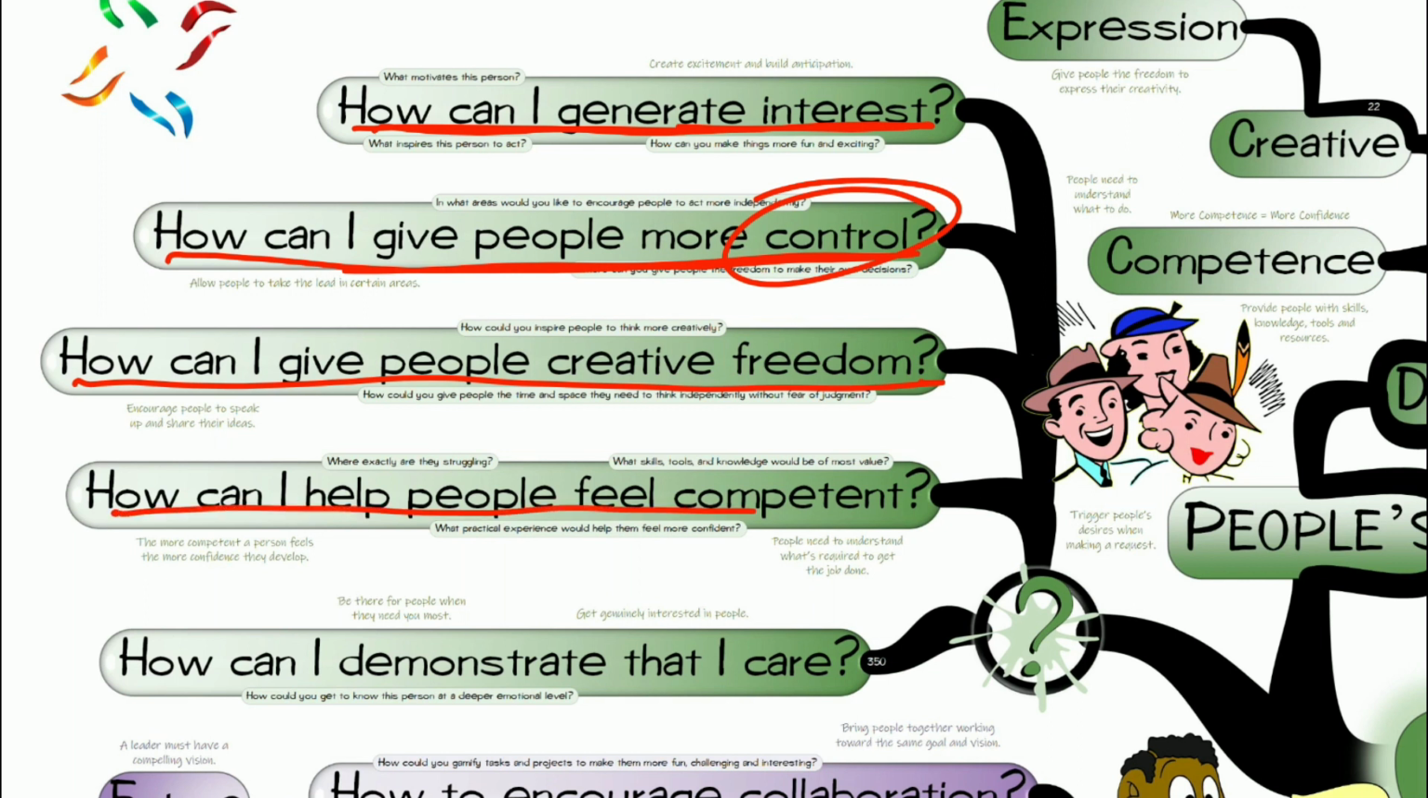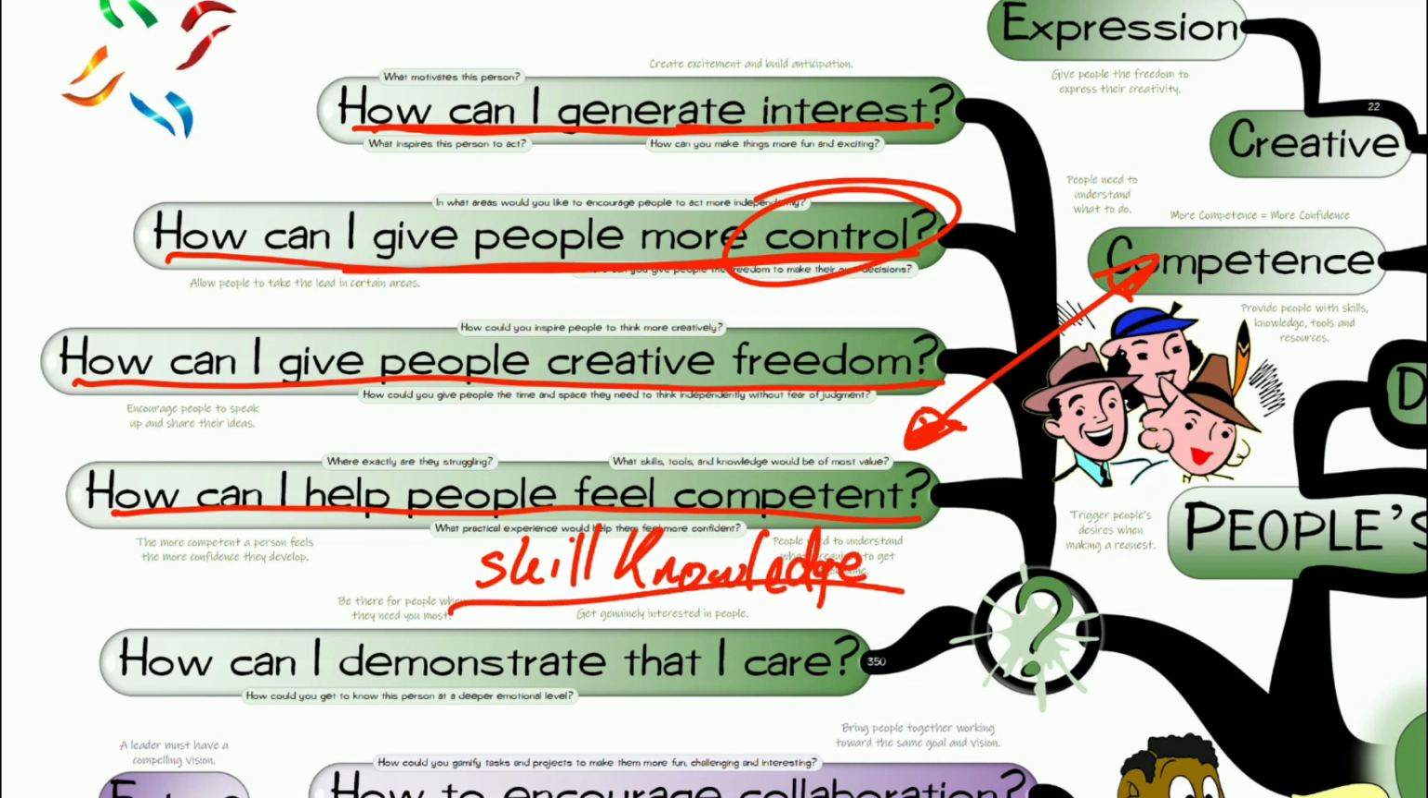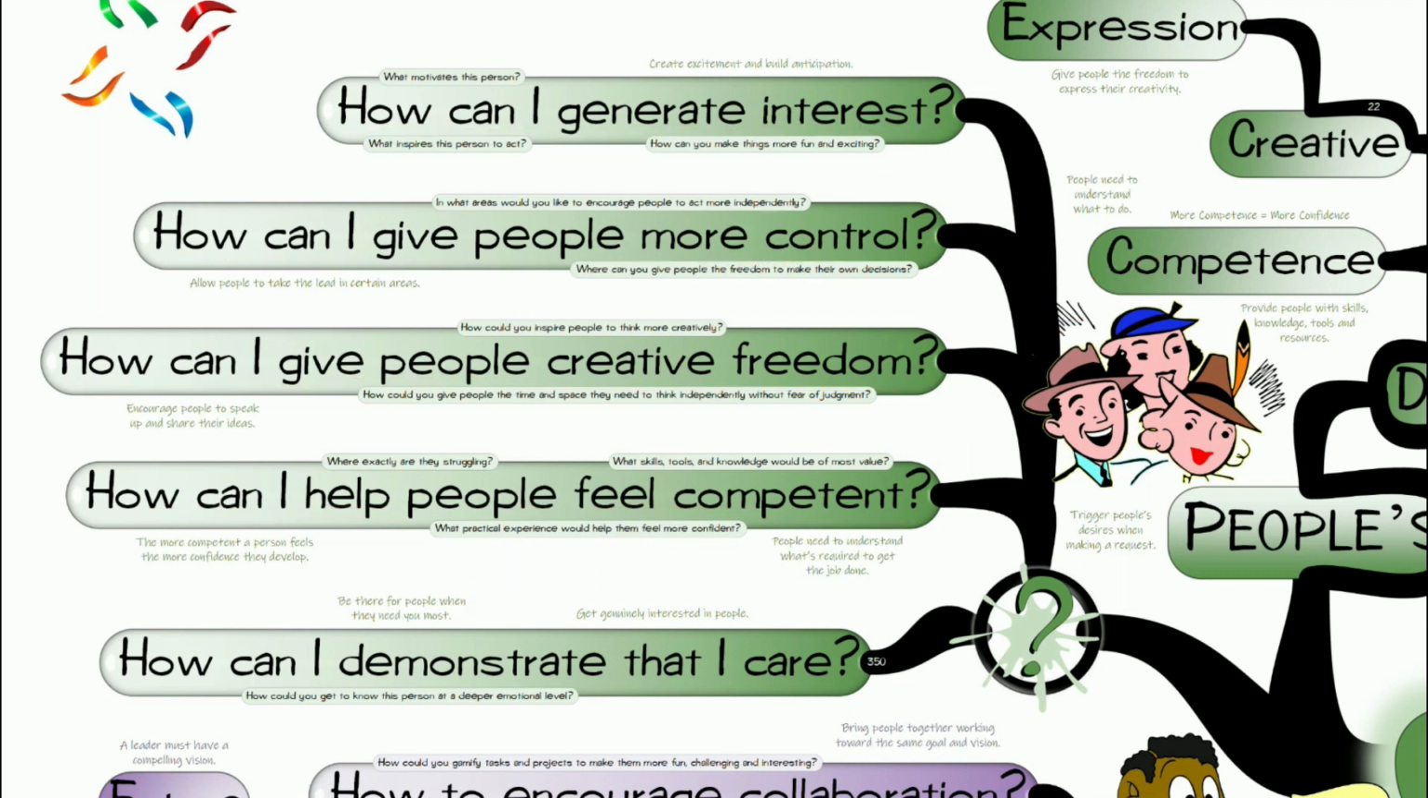Now the question is, how can I help people feel more confident? And this comes back to skills, knowledge, and tools, right? This comes back to this one here. This is about helping them develop the confidence they need to become more competent. As their confidence rises, their competence rises. As their competence rises, their confidence rises. We've discussed that already, so I guess you probably know what I'm getting at. So here, knowledge, skills, and tools. We need to be able to provide people with these so that they can get their job done.